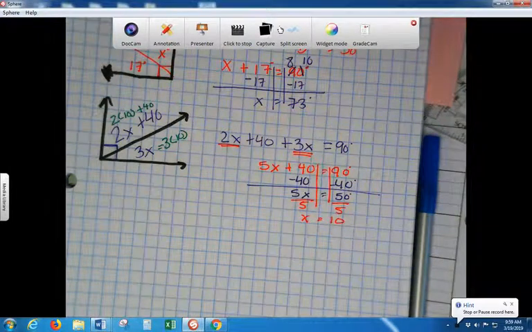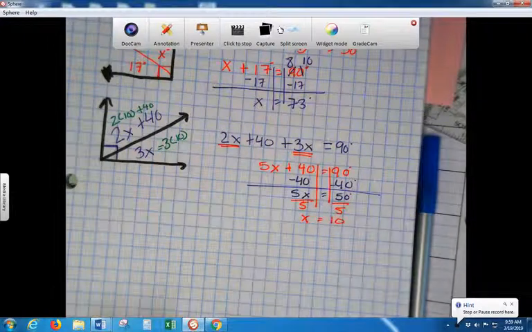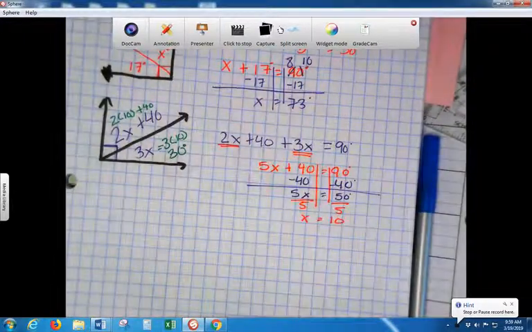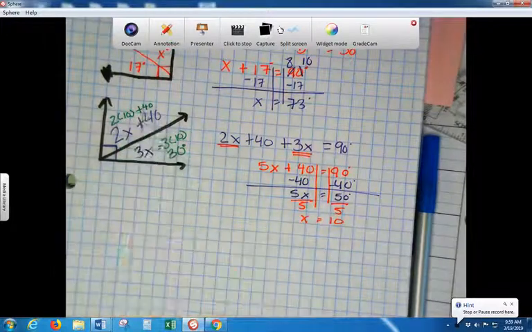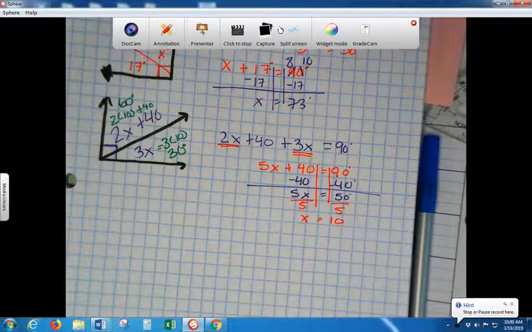I just solved for x. You told me x is 10. So now you plug it back in. Plug it in and do the math. What's 3 times 10? 30. So this is 30 degrees. What's 2 times 10 plus 40? 60 degrees. Now let's make sure we did it correctly. What's 30 degrees plus 60 degrees? 90. And is that what we're supposed to get? Yes. I love this.